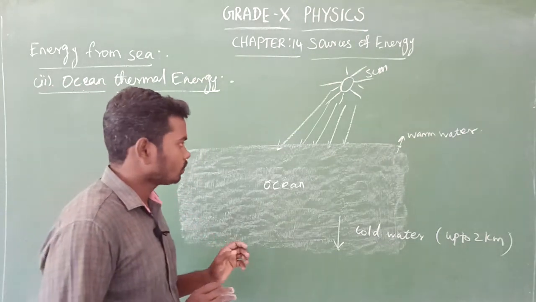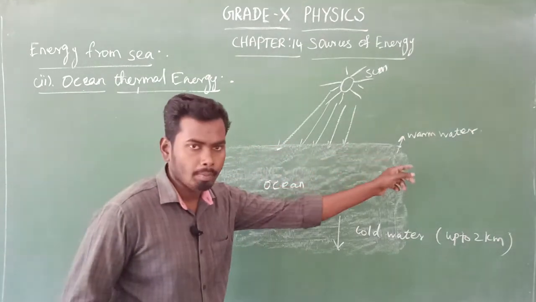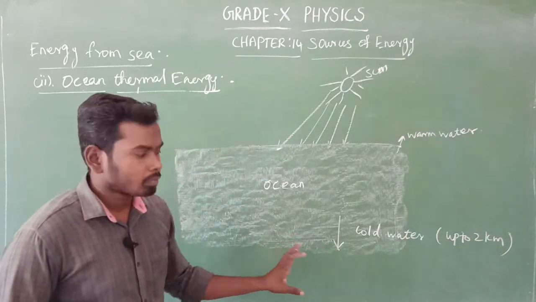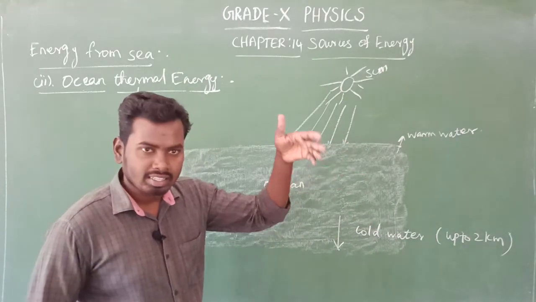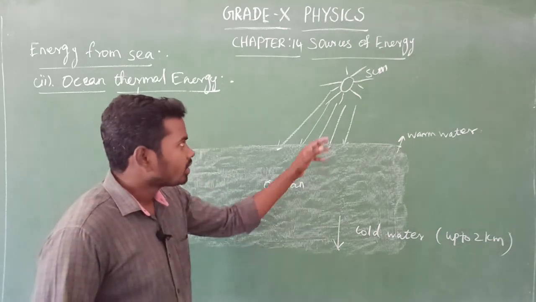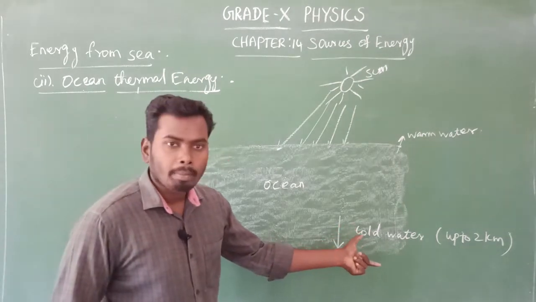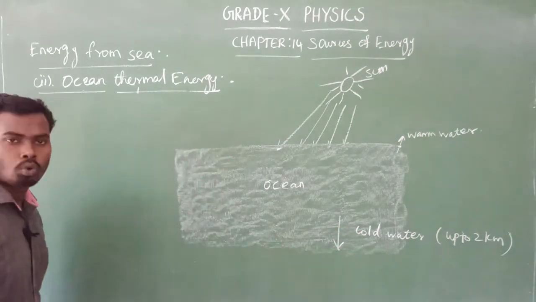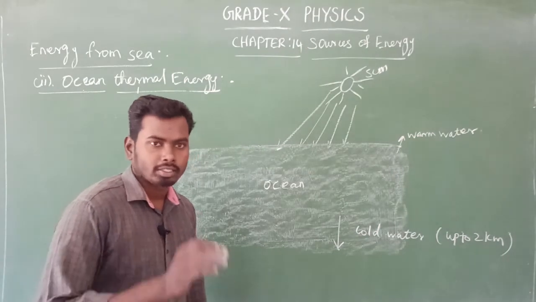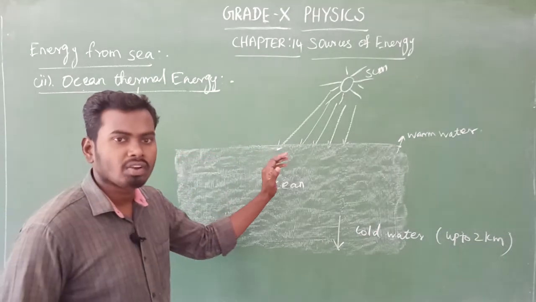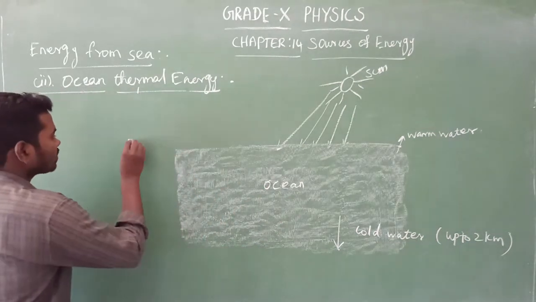Is it clear? Yes. Look here. This surface water becomes warm, then the inside water becomes cold, because as the distance increases deeper and deeper inside the sea or ocean, sunlight never enters. So the deeper water becomes cold. So there is a temperature difference. Is it clear? The surface water temperature will be more, whereas the deeper water temperature will be less.